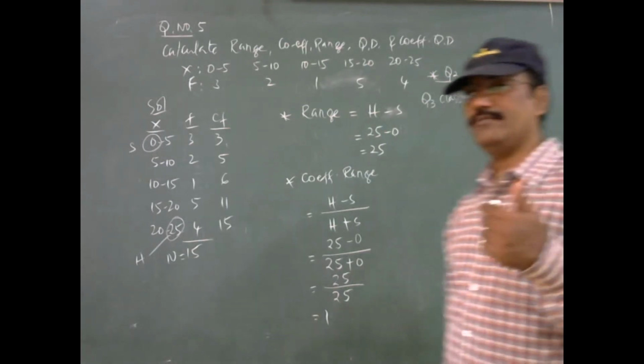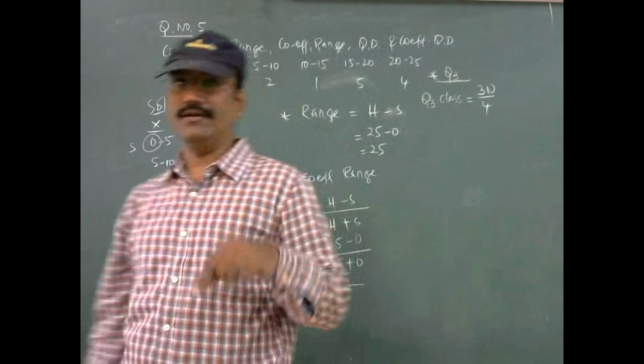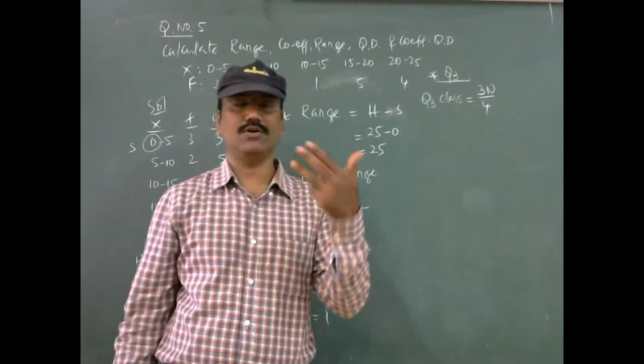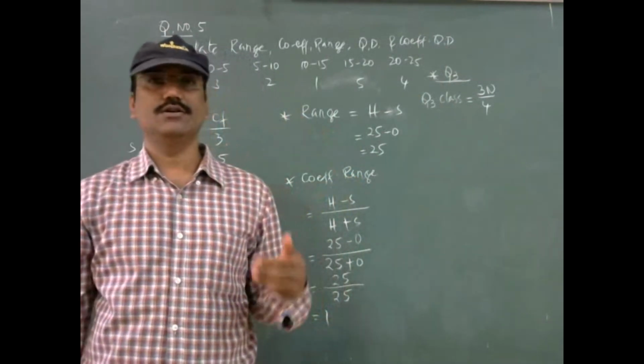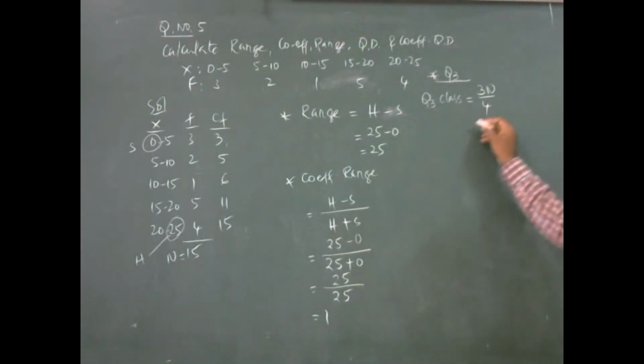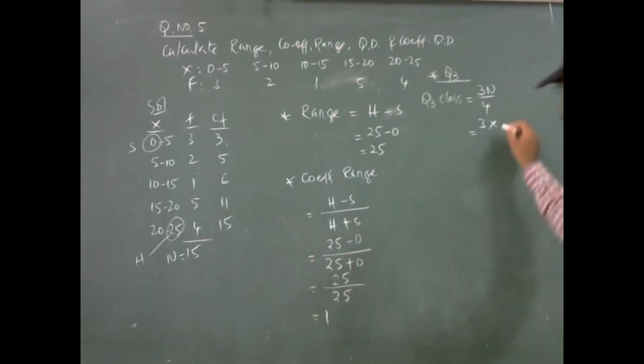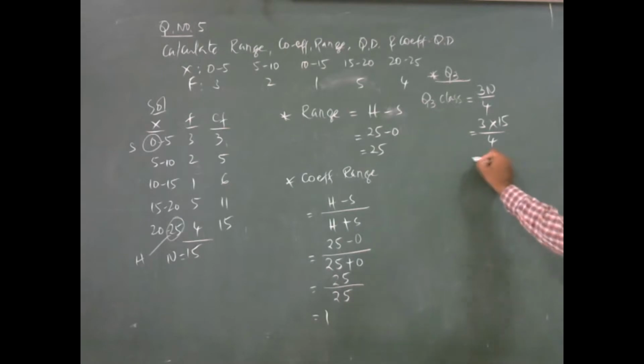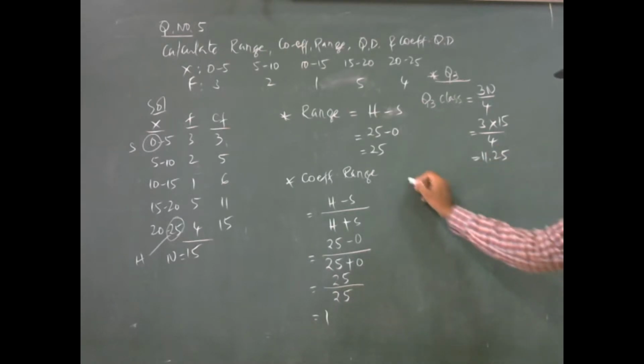Remember, in case of median, you used n divided by 2. Now it is the third quarter deviation, so Q3 means 3 into n by 4. Why 4? Quarter means 4. So 3 into n, with n being 15, is 45 divided by 4. So the answer comes 11.25.